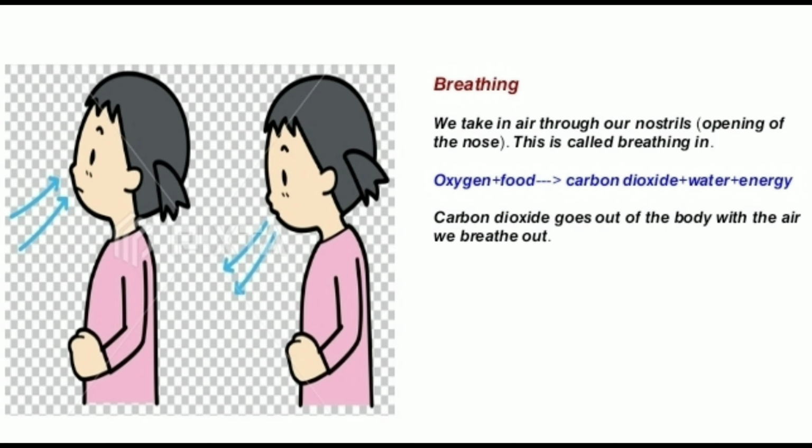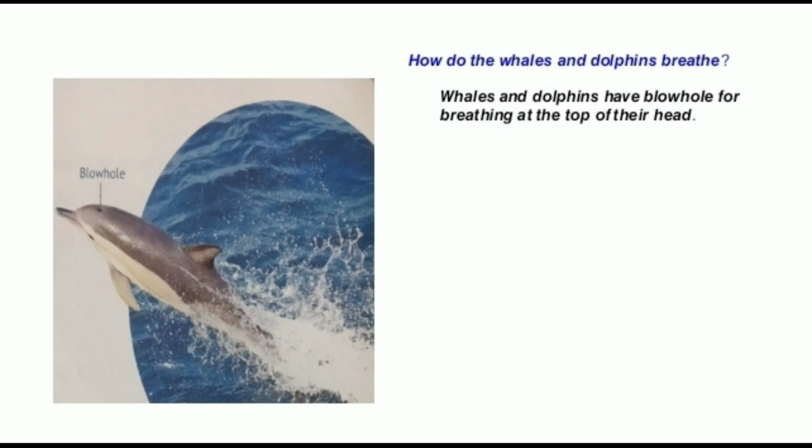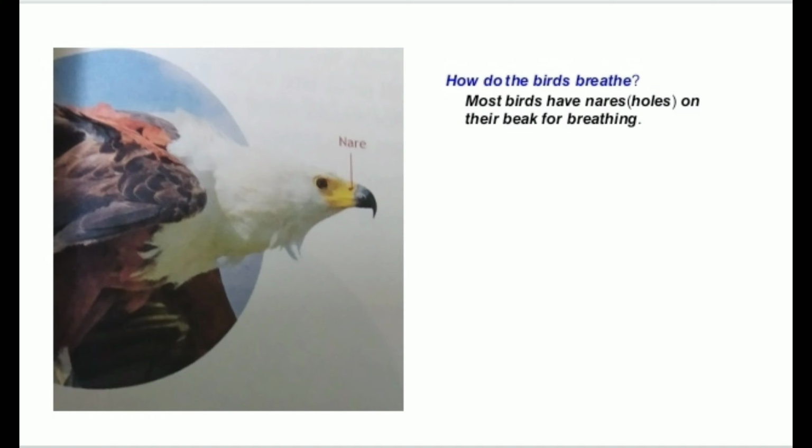Like us, other four-legged animals like cats and dogs also breathe through their nostrils. But what about other animals? How do the whales and dolphins breathe? Whales and dolphins have a blowhole for breathing at the top of their head. How do the birds breathe? Most birds have nares, that is holes, on their beak for breathing.